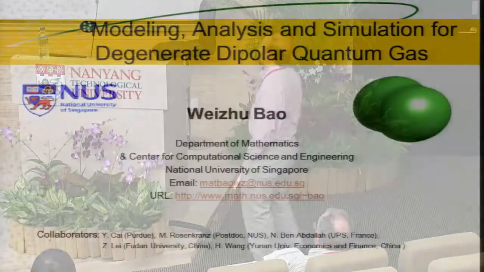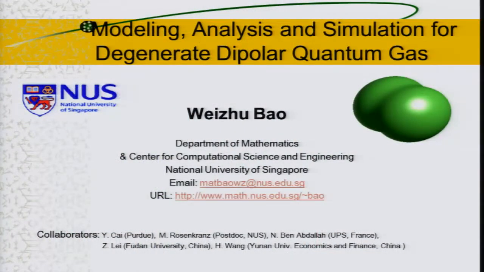it's kind of related to mean field theory for the so-called dipolar atoms. This part of the work is related to Professor Yang's work when he came back to Tsinghua, as Professor Ma showed this morning, some kind of atom condensation stuff. This is joint work with Yongyong Cai, who is a postdoc at Purdue, Martin Rosenkranz, a PhD from Oxford and a postdoc here, Weizhu Bao from France, Zhen Lei from Fudan, and Professor Han Quan Wang.